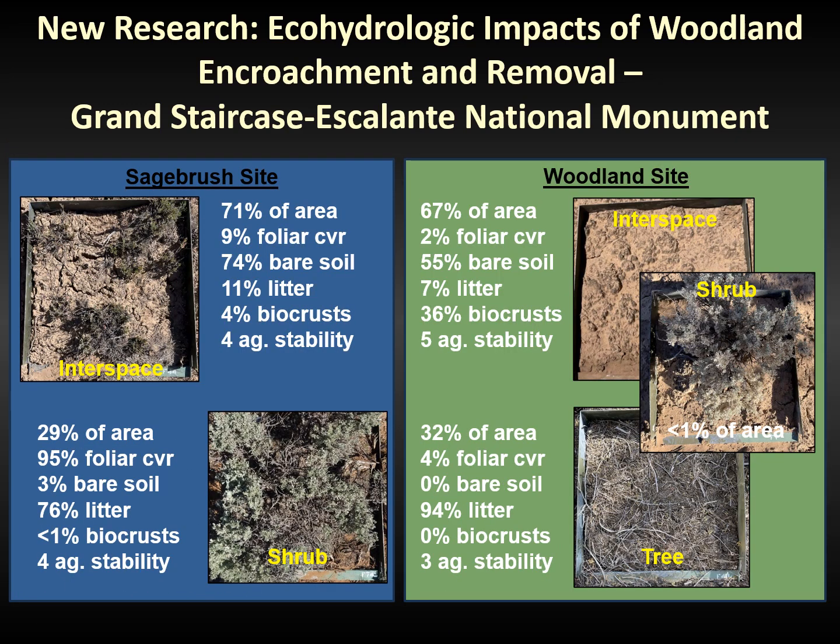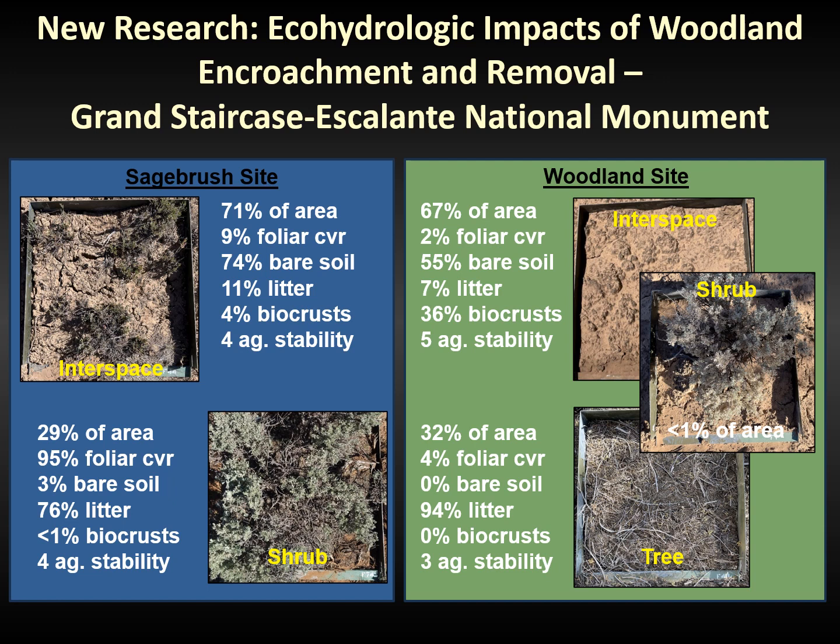The photographs here show conditions across the various microsites at both sites, and I'll summarize here. For the sagebrush site, interspaces occupy about 70% of the area and are sparsely vegetated with moderate soil stability. Sagebrush microsites occupy nearly 30% of the area and are well vegetated and have moderate soil stability. For the woodland, interspaces occupy about 70% of the area and are essentially bare with the exception of biocrust cover.